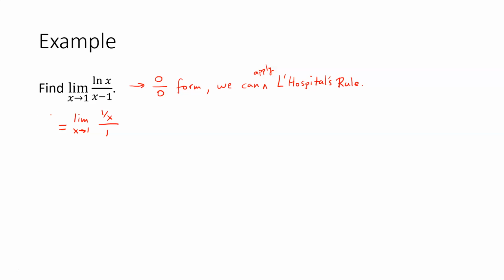And here to kind of indicate that I'm using L'Hopital's rule, I'll just make a little note over here to remind me that going from this step to this step is where I'm applying L'Hopital's rule. And then just evaluating this now is much simpler, right? The limit as x approaches 1 of 1 over x is 1.